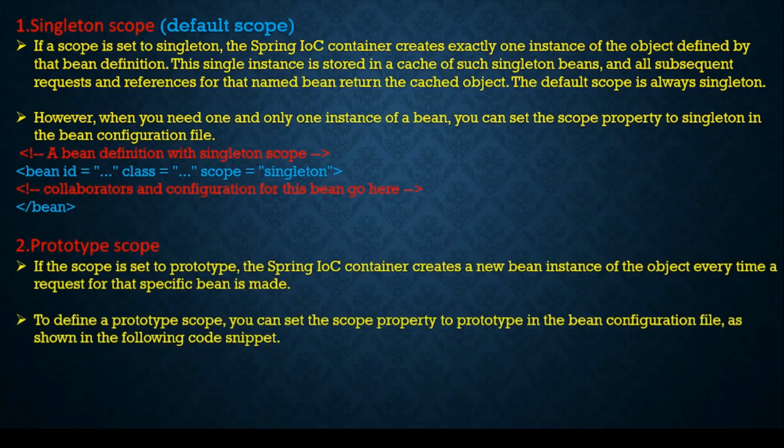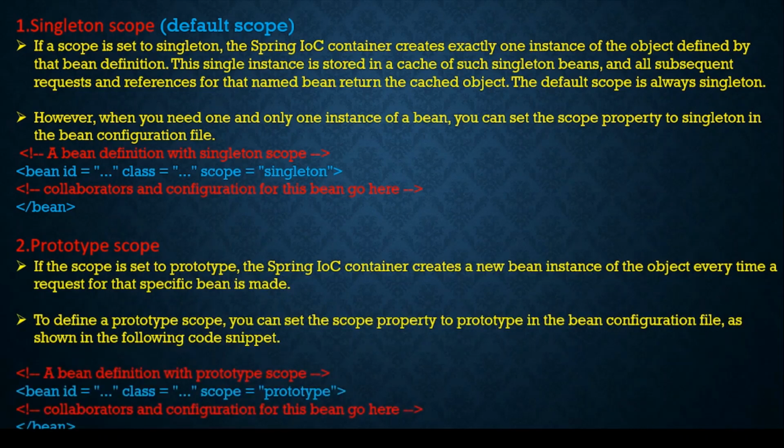Okay, the way we can write is like this: bean id, class name, scope is prototype. This is the way we can tell the IOC container that we don't need the same object. If our application needs prototype, then in that case we can specify that the scope is prototype. Okay, these are the theoretical things.